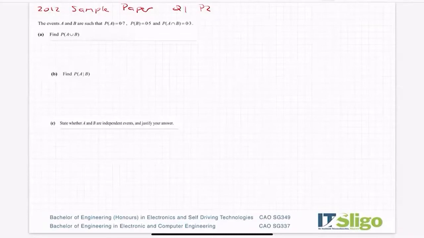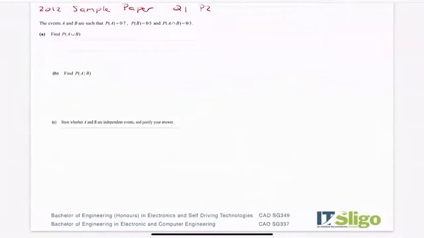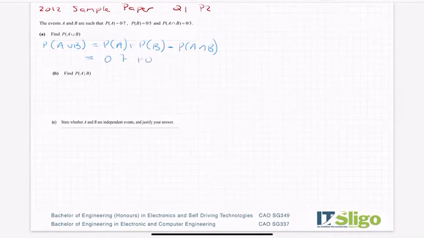Okay, well, there's a formula for it that states that the probability of A union B is equal to the probability of A plus the probability of B minus the intersection. Okay, so the probability of A is 0.7, plus the probability of B is 0.5, minus the probability of the intersection. That's 1.2 minus 0.3 is 0.9.